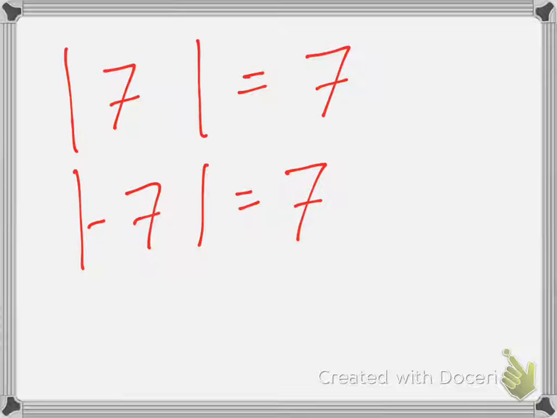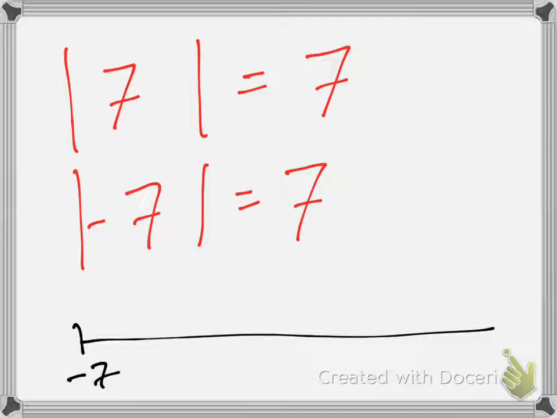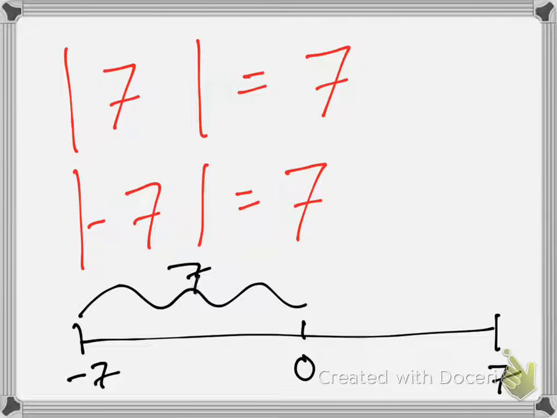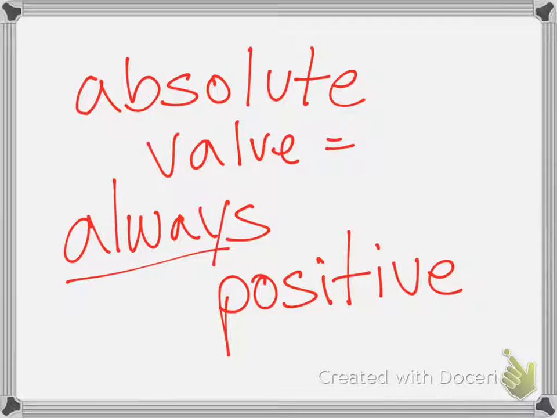For example, the absolute value of 7 is 7. The absolute value of -7 is still 7. Because the distance between -7 and 0 is how much? How much is this distance? Rocco. It's 7. And how much is this distance? It's still 7. So, the absolute value of any number is going to be the positive value of that number. So, absolute value is always positive.